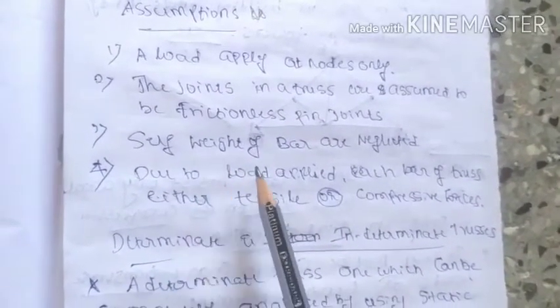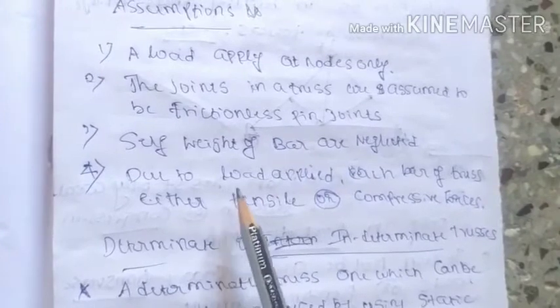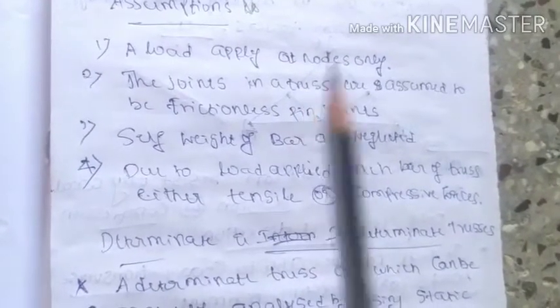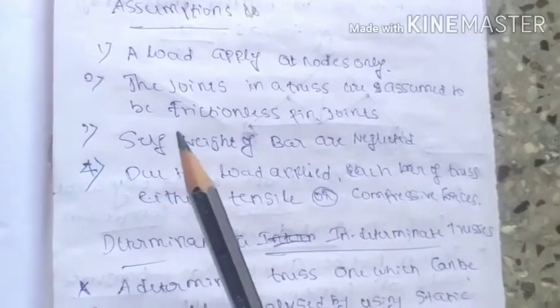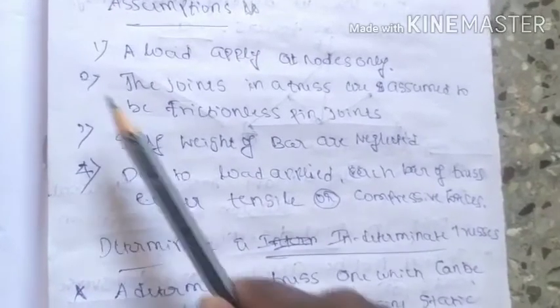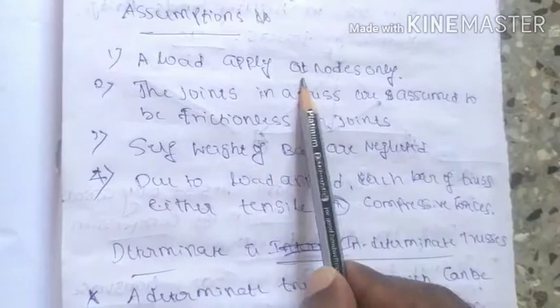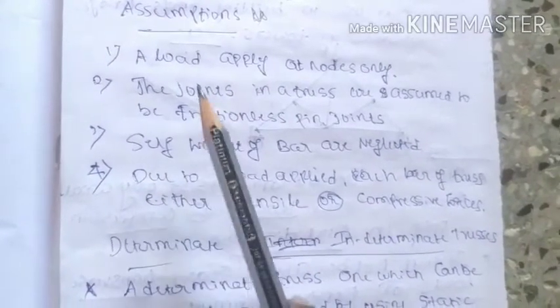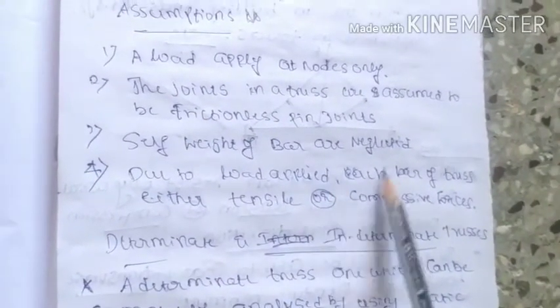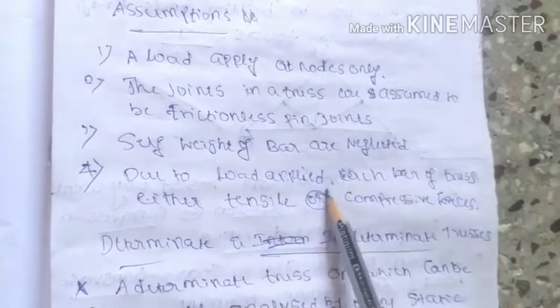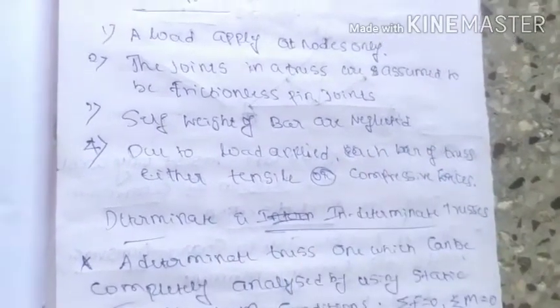And also due to the load applied, each of the bars carries either tensile or compressive forces only. There is no transverse force. That is the characteristic of the trusses. These are the 4 assumptions they made: loads apply only at the nodes, joints are assumed to be frictionless, self weight is neglected, and due to the applied load each of the truss members is either tensile in nature or compressive in nature.